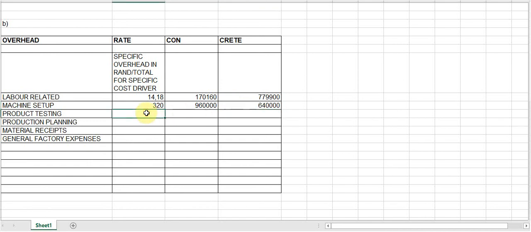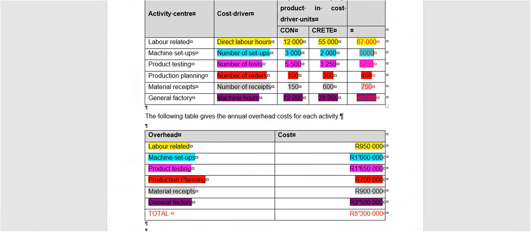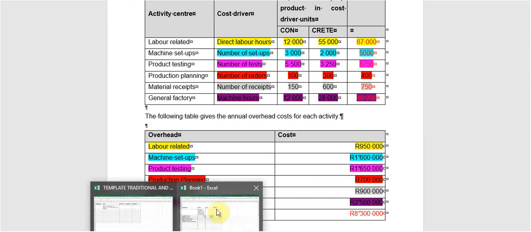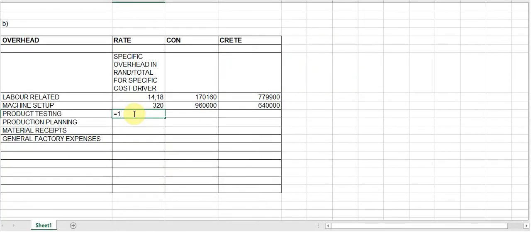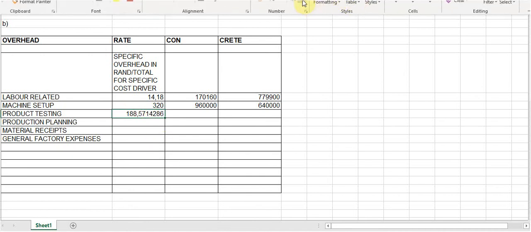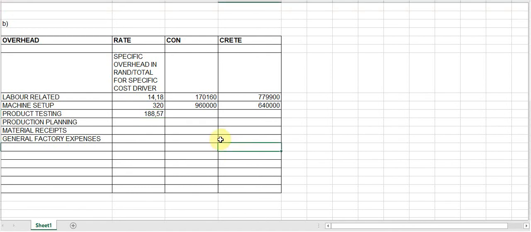Right, then we are on the product testing. If I go to product testing, the cost driver there in purple was the number of tests, and it was 1.6 million and 50,000. So I'm going to take the 1,650,000, and I am going to divide it by 8,750, which is the total cost driver. I am going to round to 2 decimals, which gives me 188 Rand and 57 cents.